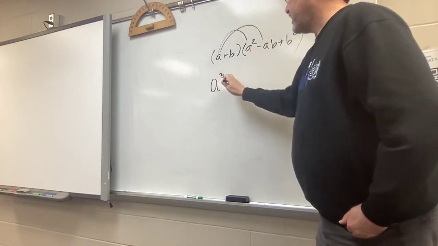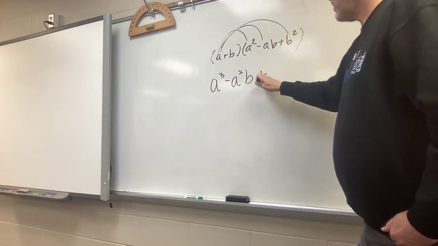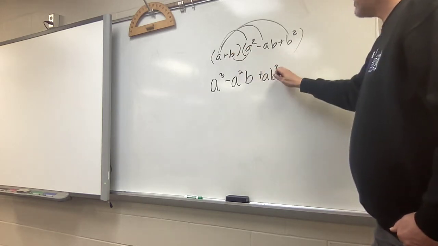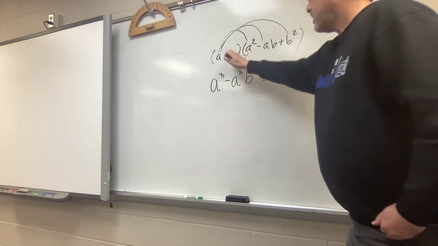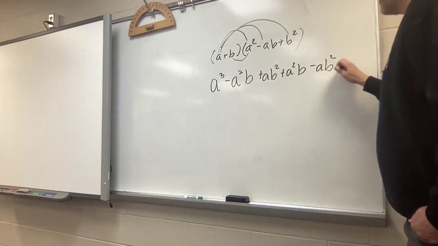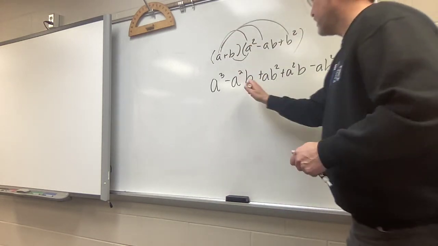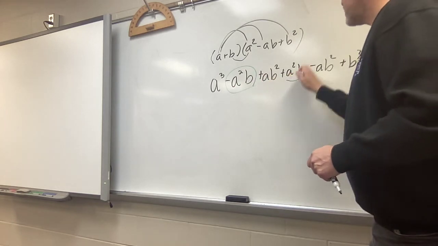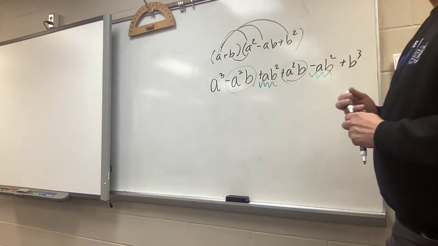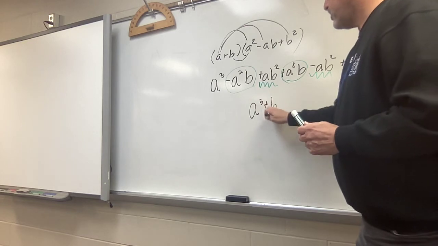a times the middle is minus a squared b, and plus ab squared. Now I'm going to take b times everything: b times a squared, so that's a squared b, and then minus ab squared, and b times b squared is b cubed. Cool. And you will notice that that plus that is nothing, and that minus that is nothing, and all that is left is a cubed plus b cubed.